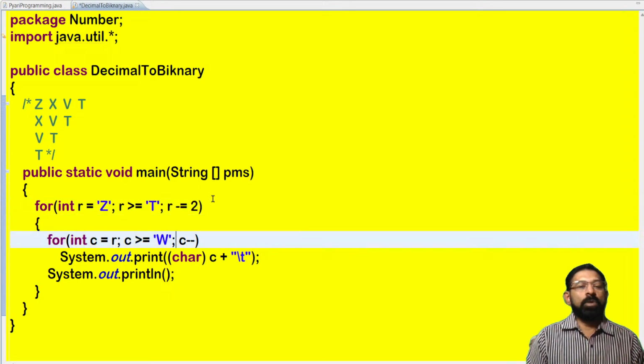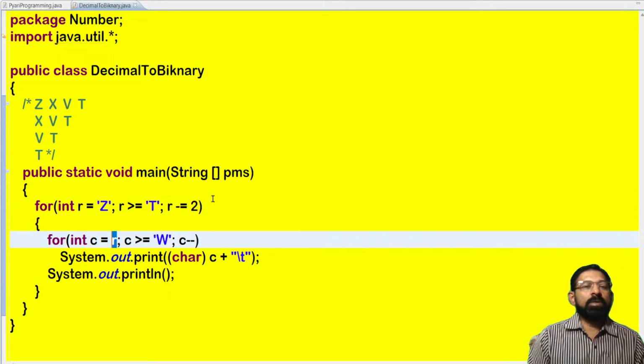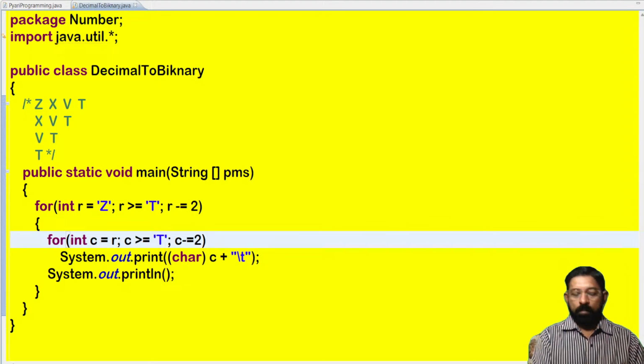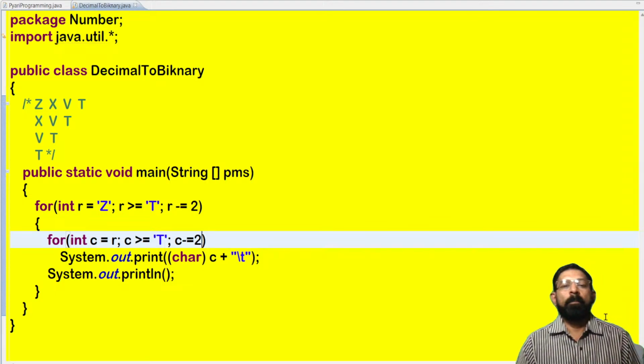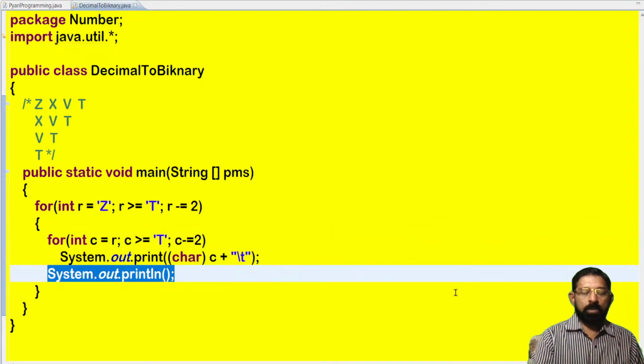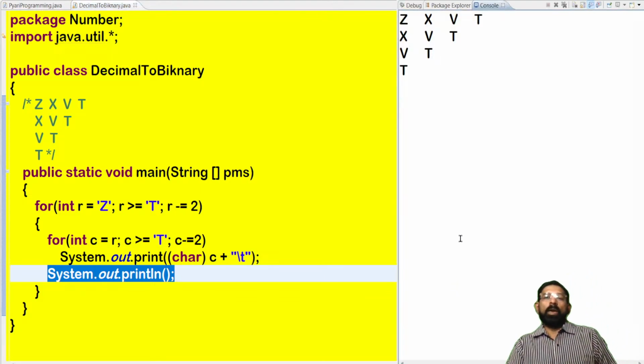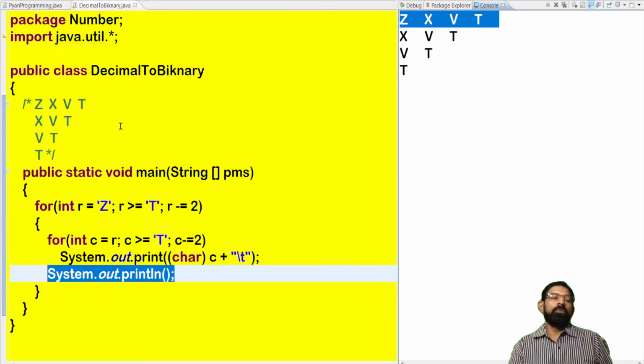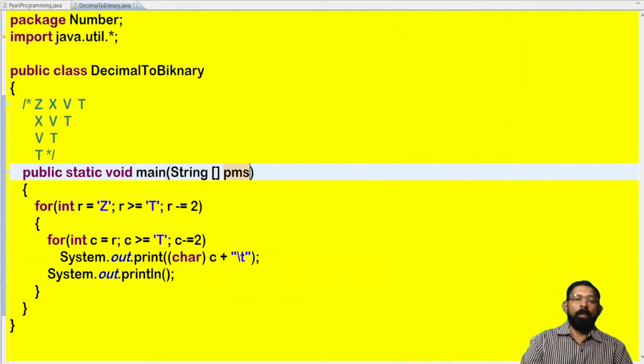Now I will come back to this one. Initially, I will start from Z and I will stop at T, because look at this, the right hand side is constant. Why is it minus 2? Now there is no change in this. We'll get ZX. Look over here. We are getting ZXVT. Here we are getting ZXVT, XVT, VT, T. Okay.